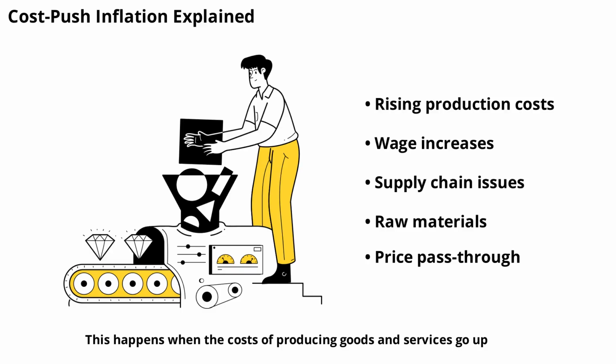Now, let's talk about cost-push inflation. This happens when the costs of producing goods and services go up. For example, if the price of oil rises, transportation and manufacturing become more expensive. Companies often pass these higher costs on to consumers by raising prices. Cost-push inflation can be triggered by factors like wage increases, supply chain disruptions, or rising prices for raw materials. It's a reminder that inflation isn't always about demand, sometimes it's about the cost of making things.